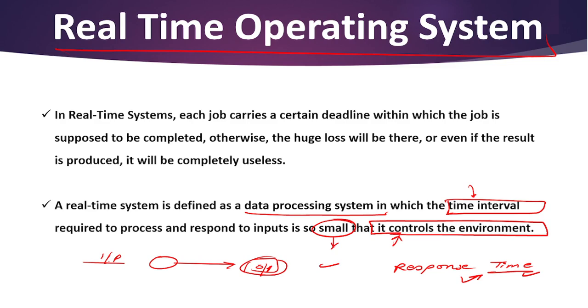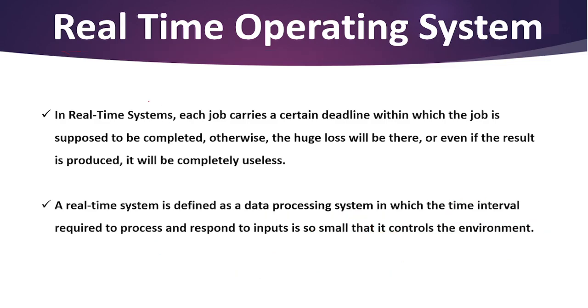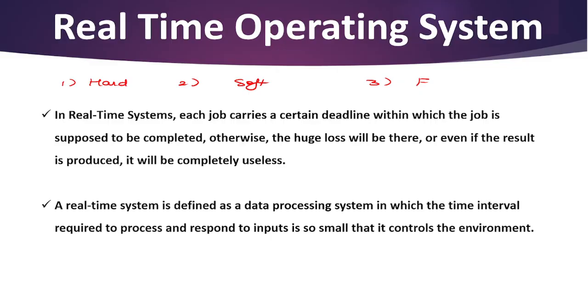Other than this, we have basically three types of real-time operating system. First is hard real-time. Second is soft real-time. And third type we have is firm real-time. So all these types are very important. We will discuss all these in the next video.